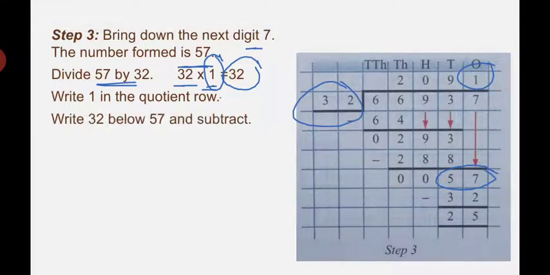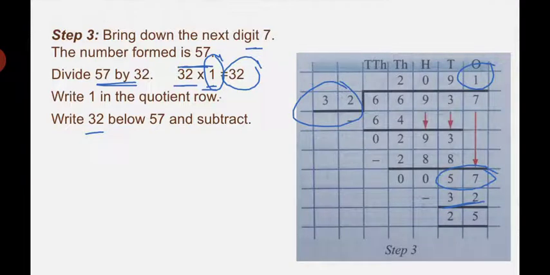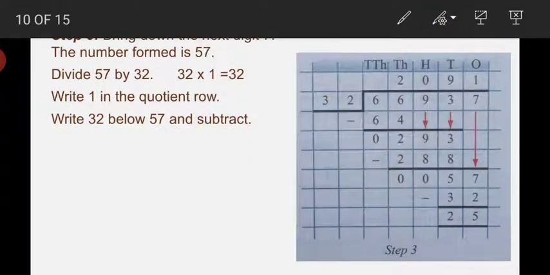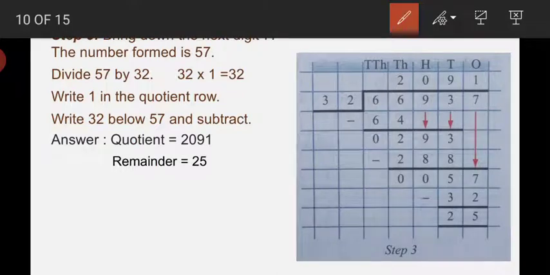Next step is, we have to write 32 just below 57. Here it is 32, just below 57. After that we have to subtract these two. If we subtract 57 minus 32, we get 25 as the difference.